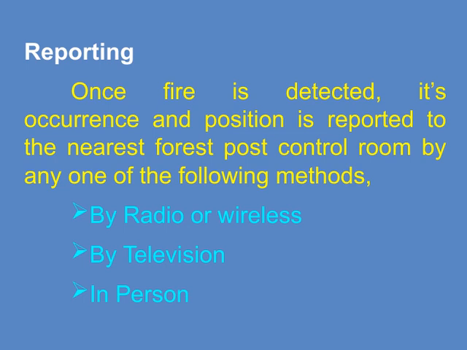This means communicating the occurrence and the exact location of the fire to the nearest forest post control room. There are several reliable methods to do this. One common way is by using radio or wireless communication, which allows quick and direct contact. Another method is through television, especially in areas where such technology is available, providing immediate visual confirmation. Lastly, if necessary, reporting can be done in person by going directly to the control room.